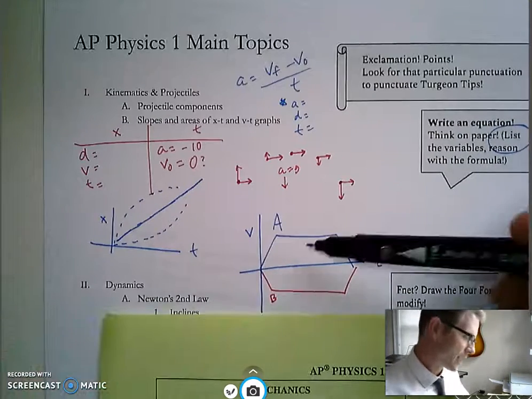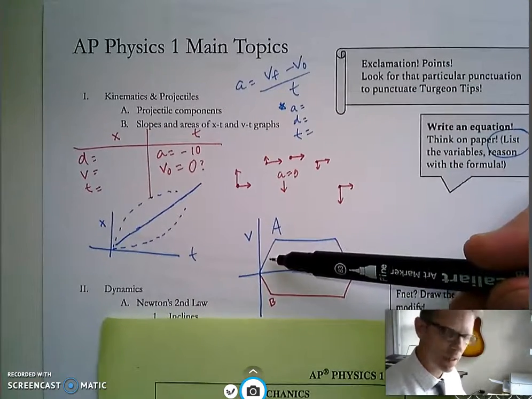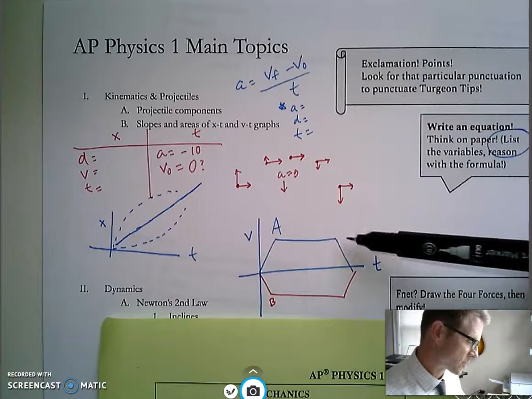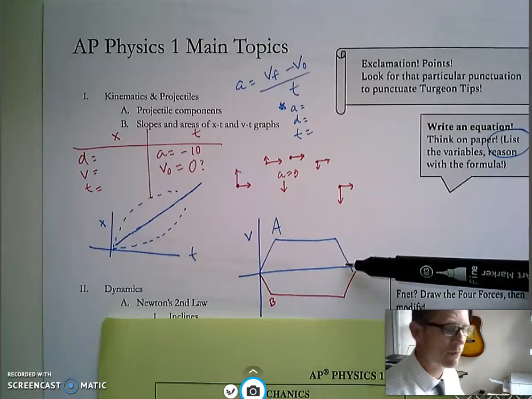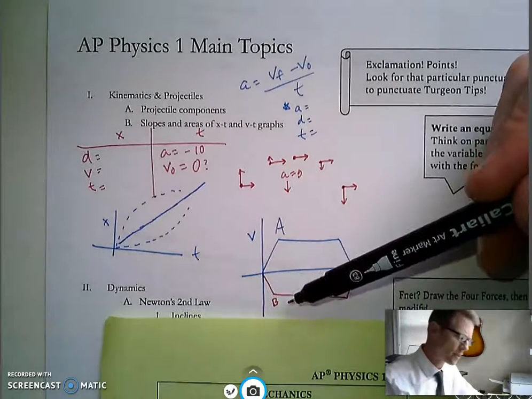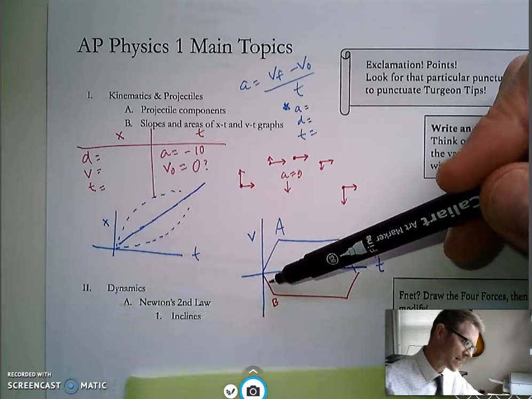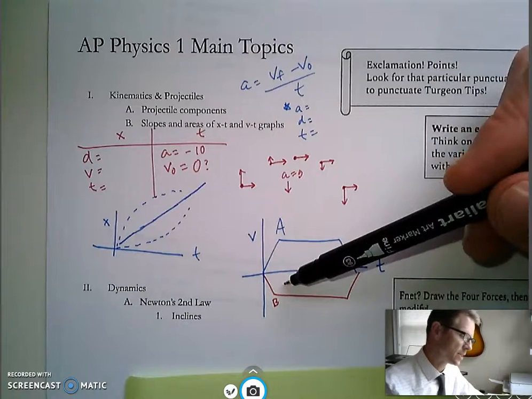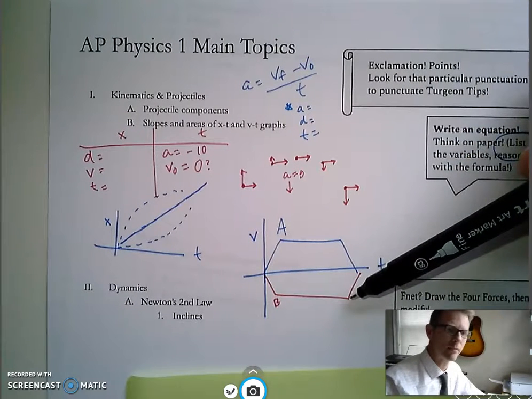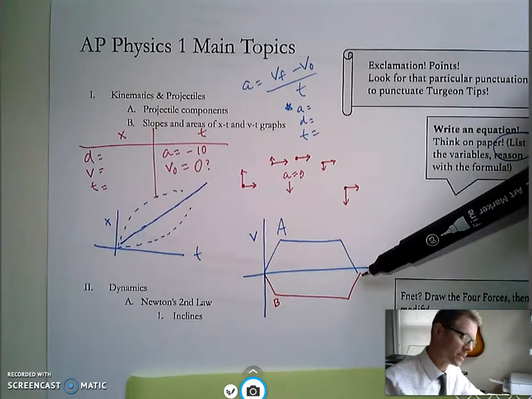So for graph A, during this first segment, the object is increasing its velocity, then it's constant velocity, then it's decreasing its velocity, but these are forward the whole time. And down here in graph B, this is increasing velocity, but in the negative direction, speeding up. This is constant velocity, but in the negative direction, that's going backwards. This is decreasing velocity, but in the negative direction, so it's slowing down.